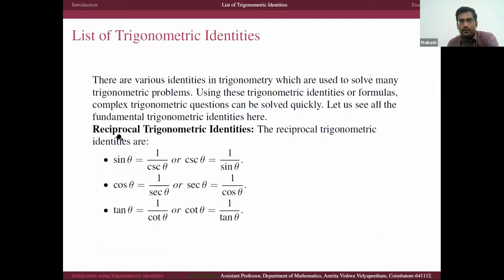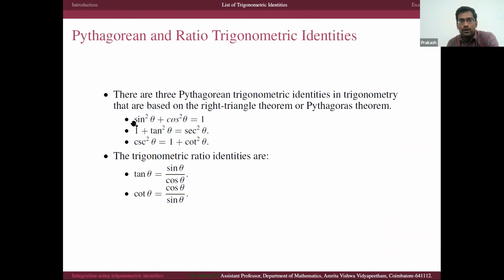These are the reciprocal trigonometric identities. Here sin theta is 1 by cosecant theta, and cosecant theta is 1 by sin theta. These identities are very important, and we need to know them because we will use these trigonometric identities in finding the integrand. Under the trigonometric ratio identities, this is a well-known one: tan theta is sin theta by cos theta. Even we can prove it geometrically, but that is not needed now because these are well known.